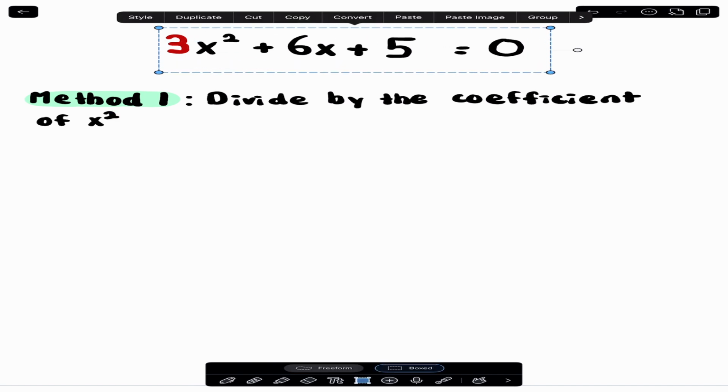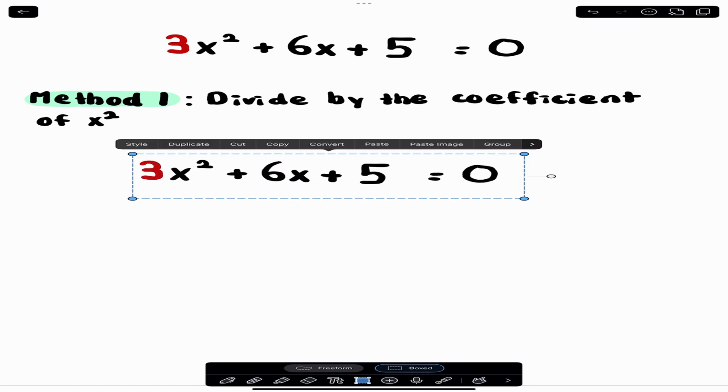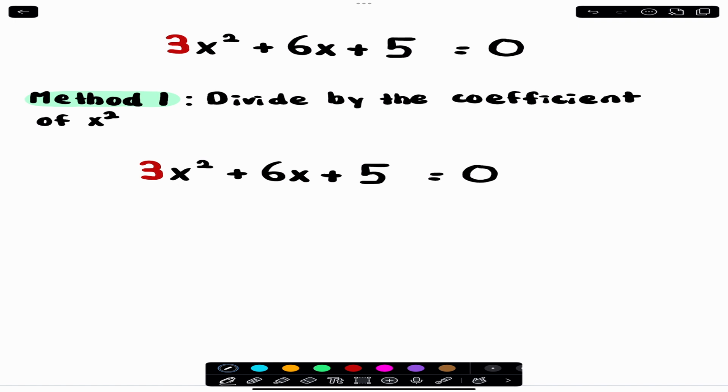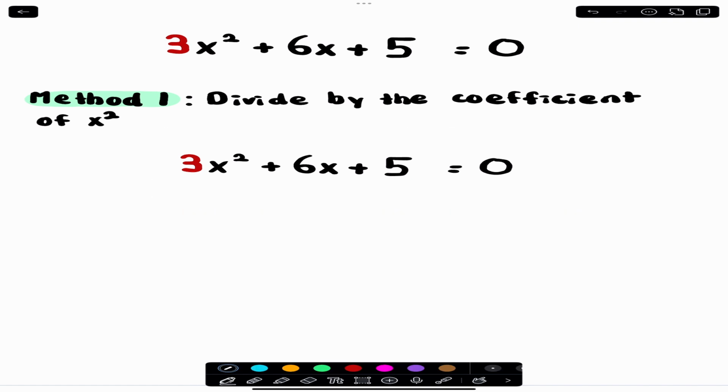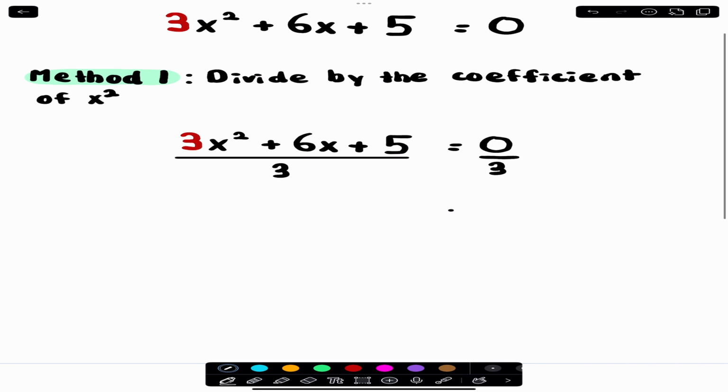So let's take this equation and divide both sides by 3. On the right side, 0 divided by 3 is still 0. And then from here, we're going to split this fraction up into 3 parts. 3x squared divided by 3 is just x squared. 6x divided by 3 is 2x, and 5 divided by 3 can be left as it is.